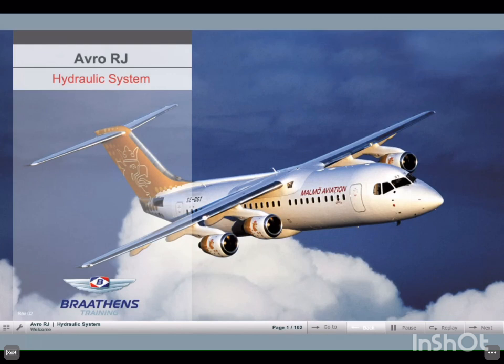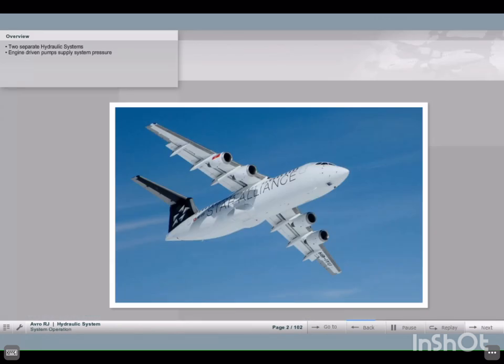Welcome to the lesson Hydraulic. The aircraft has two separate hydraulic systems powered by different engines to supply pressure to the hydraulically operated surfaces.